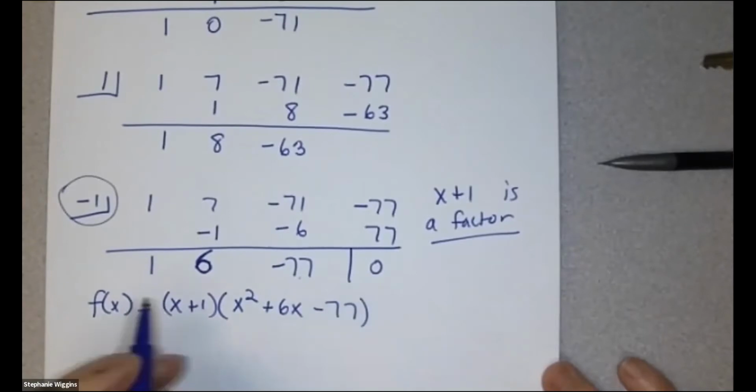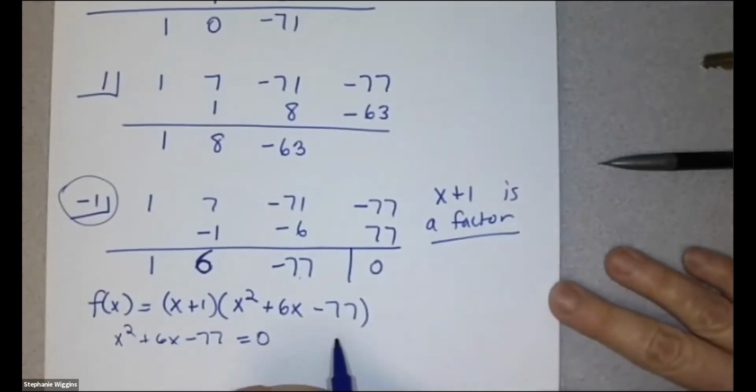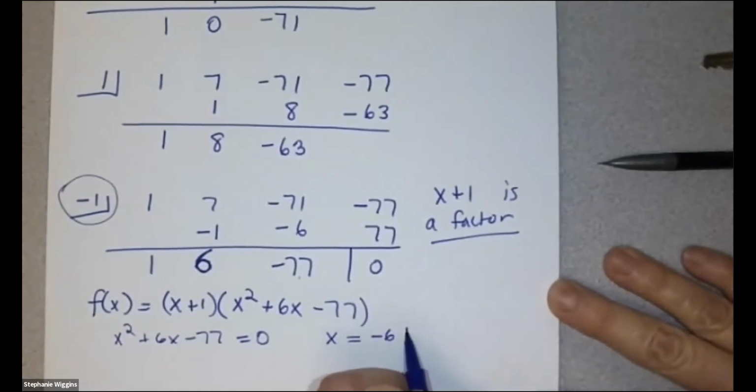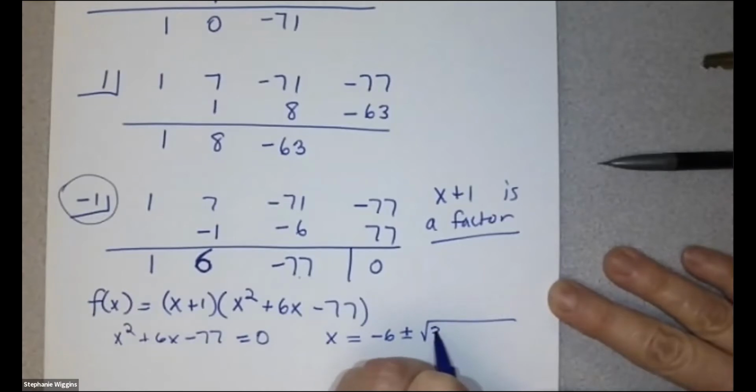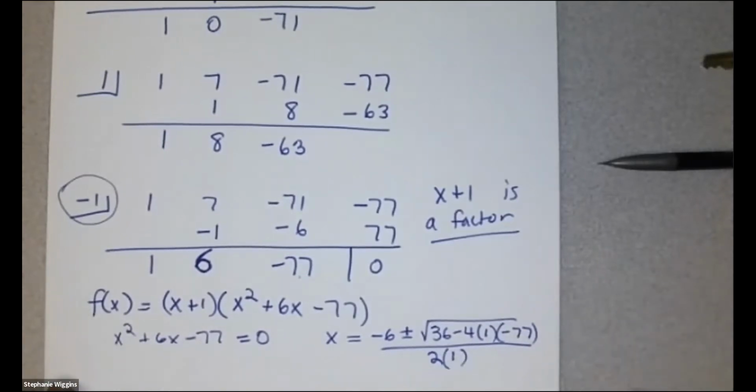Okay, so I want to solve x squared plus 6x minus 77. In order to find the zeros, this whole thing has to equal 0, right? Because x plus 1 times 0 is going to give me 0. So I set my quadratic function equal to 0, and then I get x equals minus 6 plus or minus the square root of 36 minus 4 times 1 times negative 77, all over 2 times 1. That's the quadratic formula.